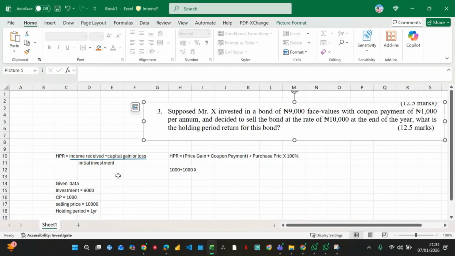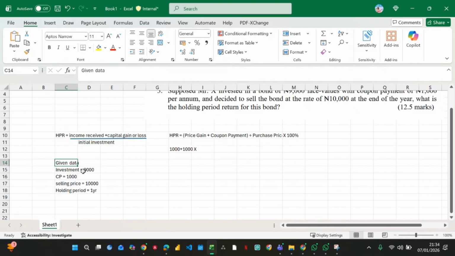Okay, so we are trying to solve this question, and we have actually listed our data here, right? And we're using this formula, very simple formula, right?